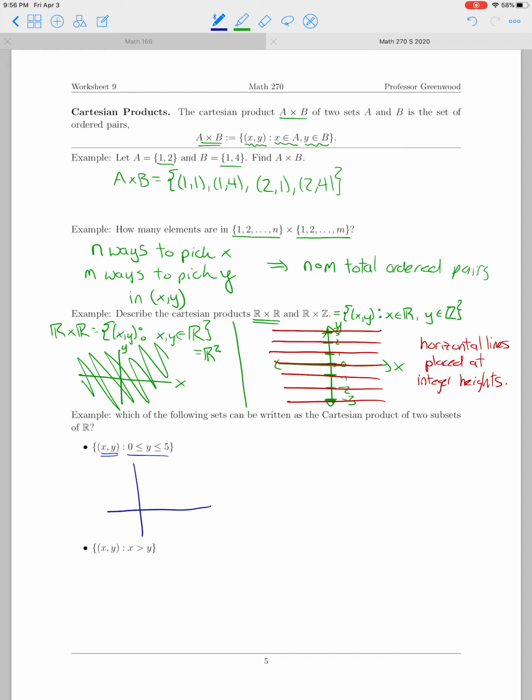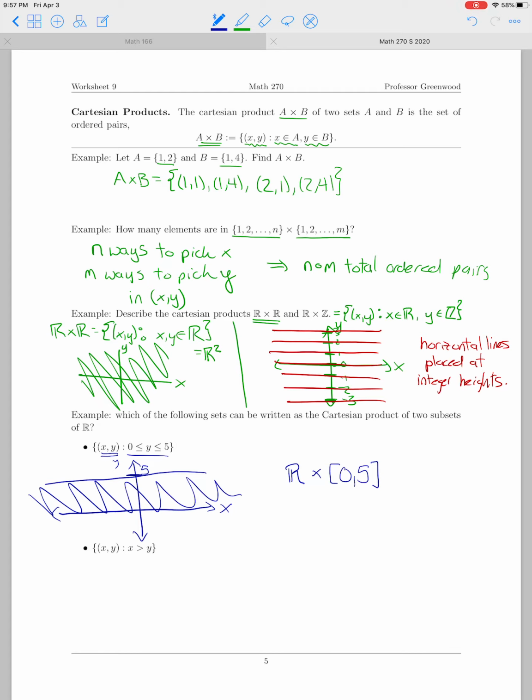And so if I draw this out, then it's saying that y has to be between 0 and 5, but then x can be anything. And so I can sort of sketch what this is. It's just going to be this infinitely long rectangle that goes to the left and to the right infinitely. And so it is the case that I can express this as a Cartesian product where the restriction on x is that it just has to be any real number, and the restriction on y is that it has to be between 0 and 5. And so this is the Cartesian product R cross [0, 5].